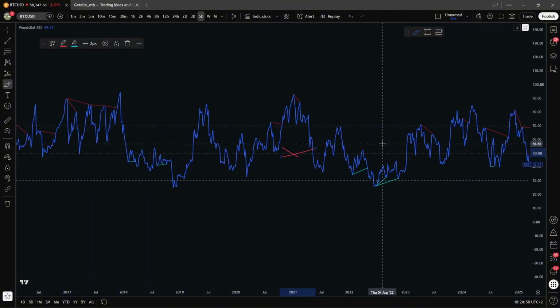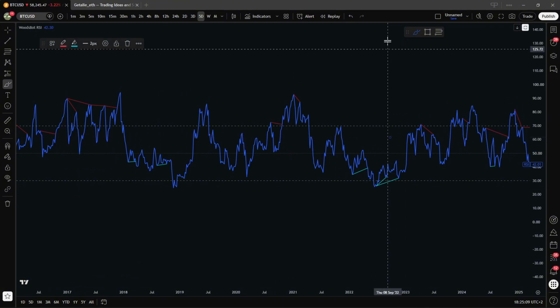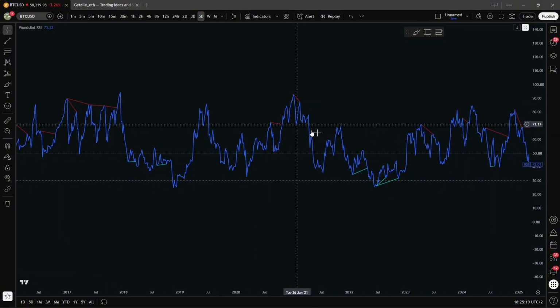So basically, if the RSI is above 50, the momentum is bullish. And if the RSI is below 50, the momentum is bearish. And so should price action also be considered. If the RSI is above 50, price action is more likely to be bullish. And if the RSI is below 50, price action is more likely to be bearish.